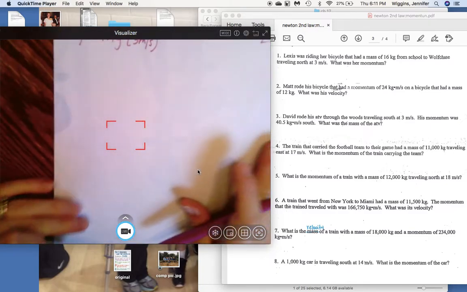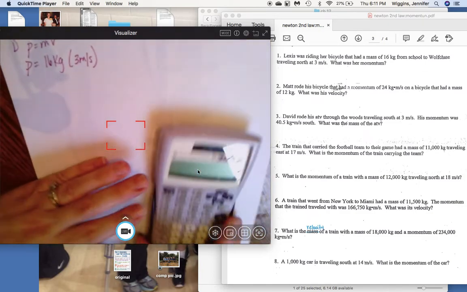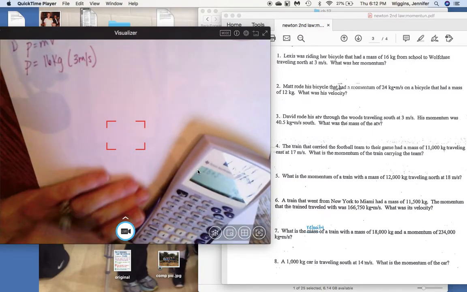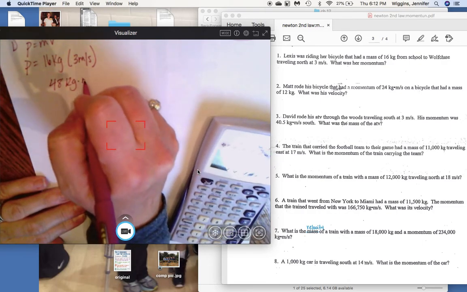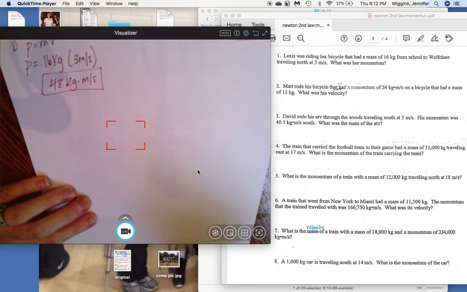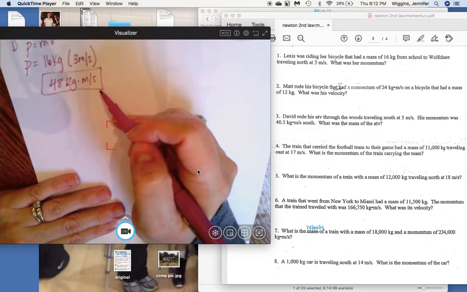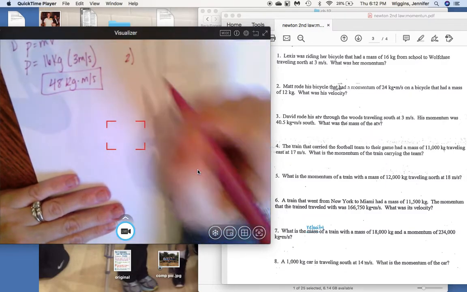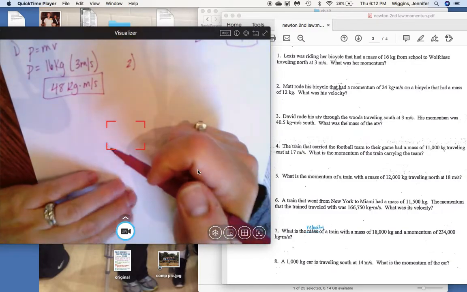sorry, 16 times 3, I'm sure y'all could do that in your head. I don't do things in my head. So 16 times 3 is 48 kilograms times meters per second. Okay, so remember, there's no shortcut unit for this. It's kilograms times meters per second on that one. So that's number 1. All right, number 2, and that's pretty straightforward. I mean, that's as easy as you're going to get on a momentum problem.